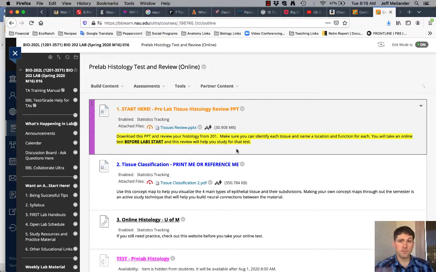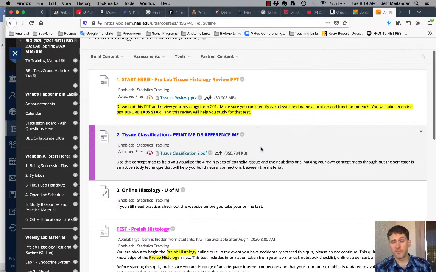Histology is huge in 202. We look at slides every single week, so they're going to need to beef up on their knowledge of tissue. So here is that tissue classification sheet again.